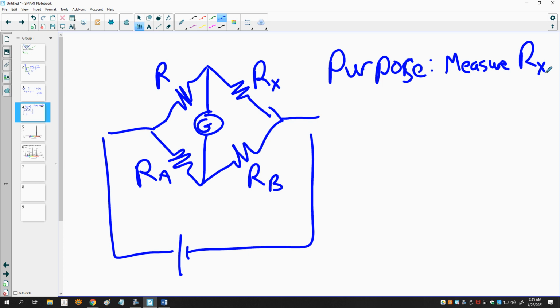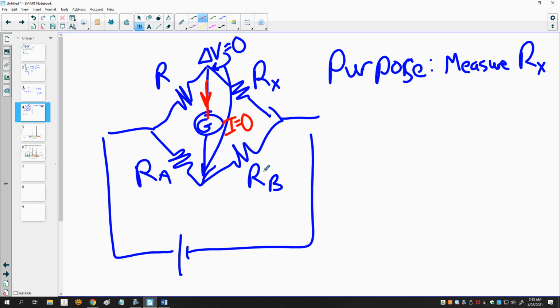What it means to be balanced is that the potential difference between this point and this point is equal to 0. That potential difference between those 2 points is equal to 0. When that happens, the current that goes through this part of the branch is equal to 0. So that's what you were doing when you had the slide wire.